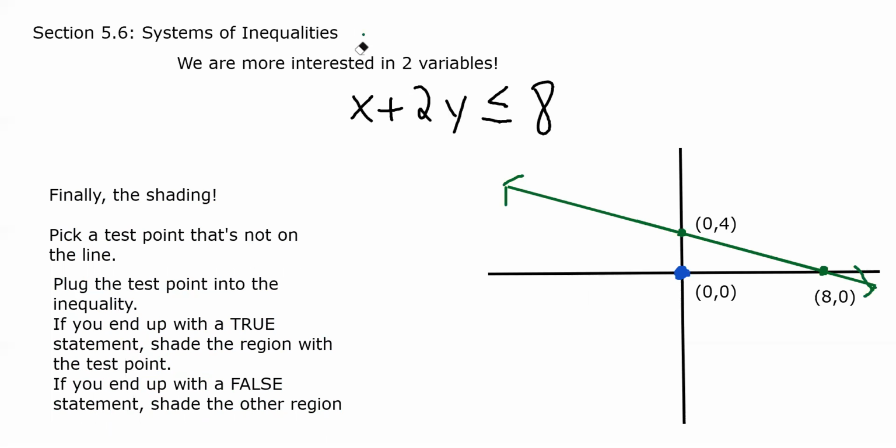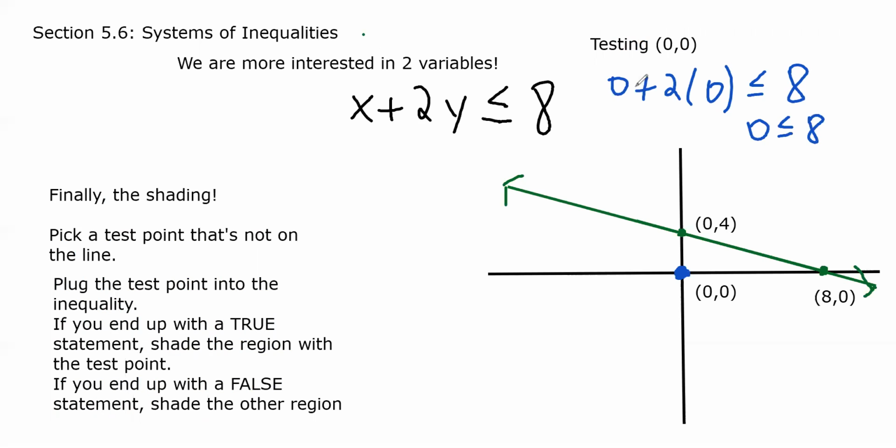So we're going to take 0, 0, testing 0, 0. I'm literally going to put a 0 in for x, a 0 in for y, and now I'm asking, is this less than or equal to 8? That's going to end up 0 less than or equal to 8. And I have a true statement here. 0 is indeed less than or equal to 8. True. So I'm going to shade this entire region that the point 0, 0 is found in.